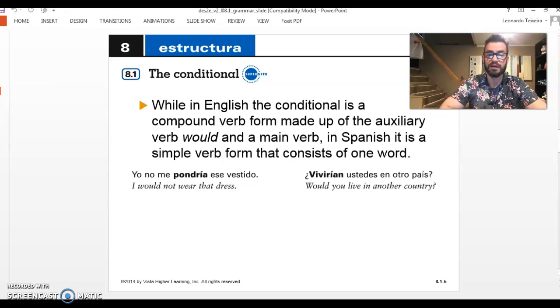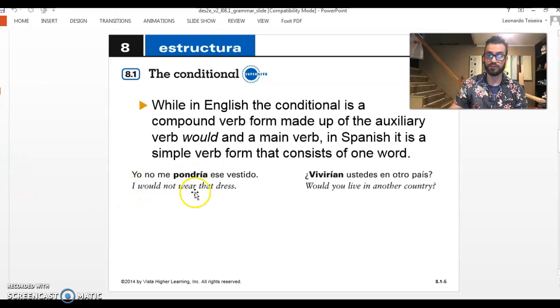Okay. Now, let's take a look at these examples, because it says that in English the conditional is a compound, right? I would go. But in Spanish, it is only one verb. And sometimes I see that when students use Google Translate and they write something in the imperfect past tense, like I would go to my grandparents' house, they say yo solía ir instead of yo iba a la casa de mis abuelos. So that's the same thing here. There's no two verbs. It's just one verb, okay?